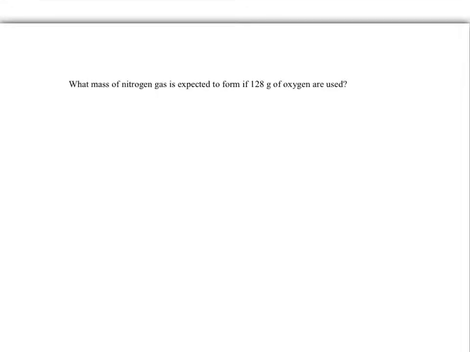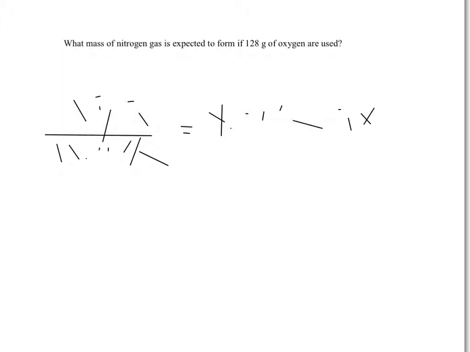So we're going to look at this and we're going to say what mass of nitrogen gas is expected to form if you have 128 grams of oxygen reacting or being used. So what we're going to do is we've got 128 grams, and that's of oxygen gas. We're going to convert it to moles. So that's 32.00 grams per mole, our molar mass. And so 128 divided by 32 makes a nice even 4 moles of O2.